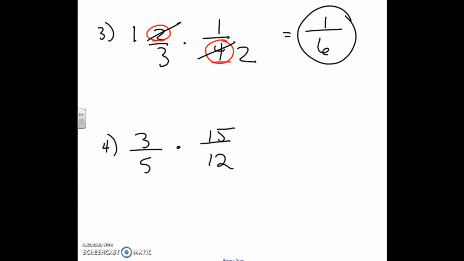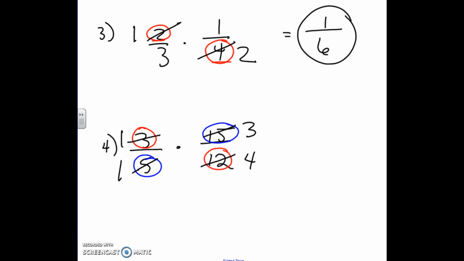If I look diagonally at my numbers, I see that there is a number that will divide evenly into 3 and into 12. The number is 3. It goes into both of those evenly. So we're going to cross cancel the 3's. 3 goes into 3 one time. 3 goes into 12 four times. Now looking at the 5 and the 15, I'm pretty sure that 5 goes into both of those numbers. So we can cross cancel the 5 out. 5 goes into 5 one time. 5 goes into 15 three times.